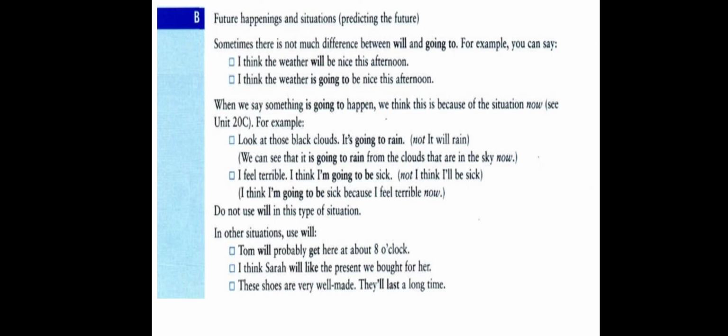Part B. Future happenings and situations: predicting the future. Okay. If you predict something to happen in the future, then you use will. If you make a personal prediction, a prediction without evidence, you use will. And if you have the evidence, you use be plus going to plus the base form. For example, you can say, I think the weather will be nice this afternoon.